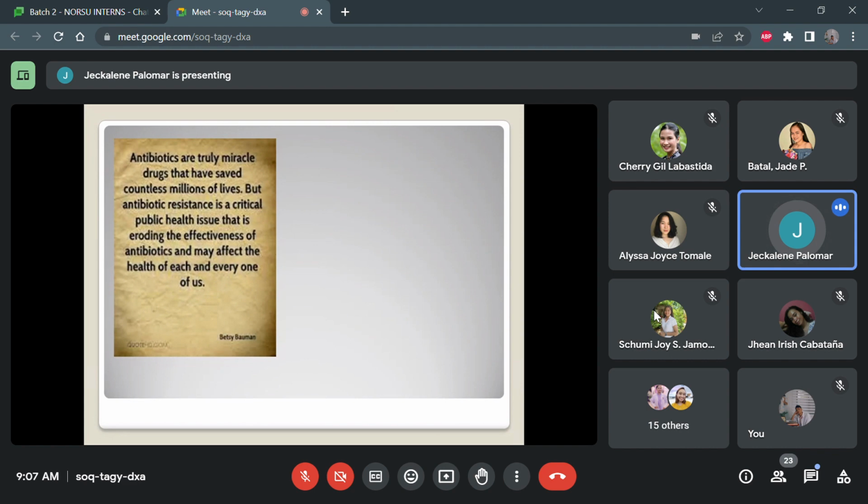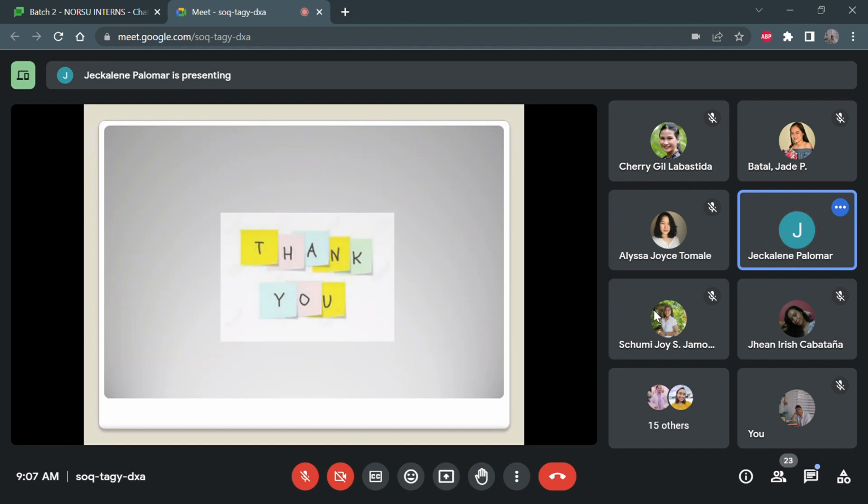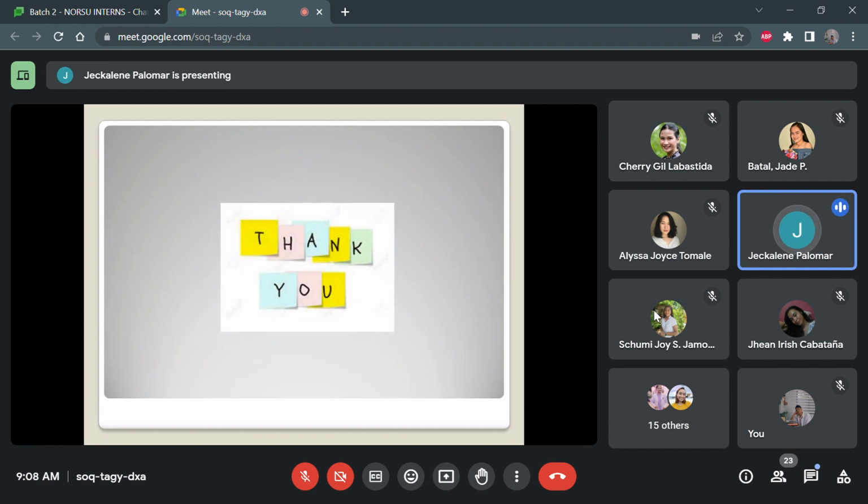So that is the last part of my report. Antibiotics are truly miracle drugs that have saved countless millions of lives. But antibiotic resistance is a critical public health issue that is eroding the effectiveness of antibiotics and may affect the health of each and every one of us. Healthy people eating healthy food should never need to take an antibiotic. So thank you.